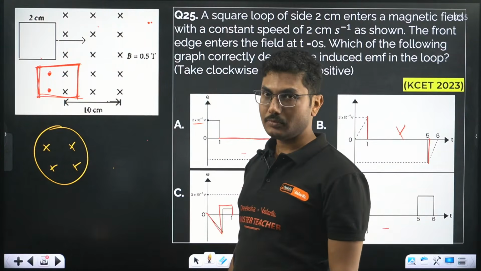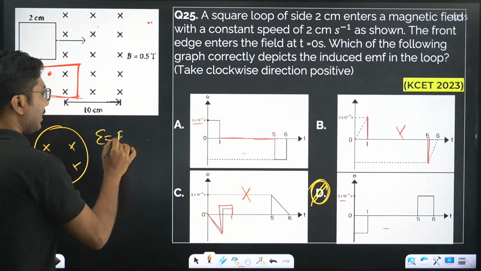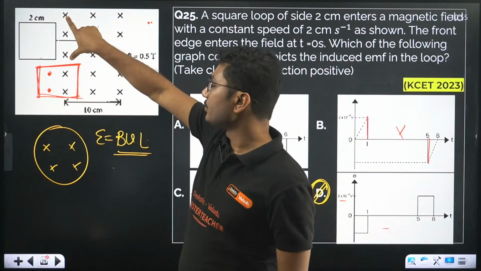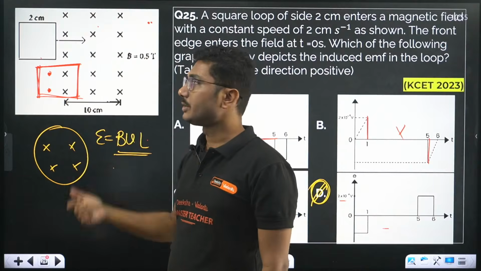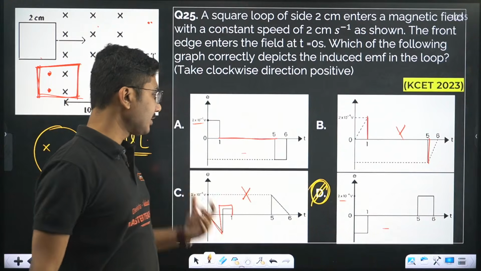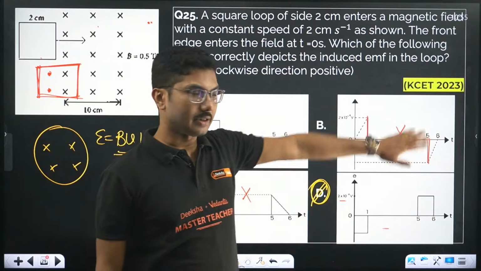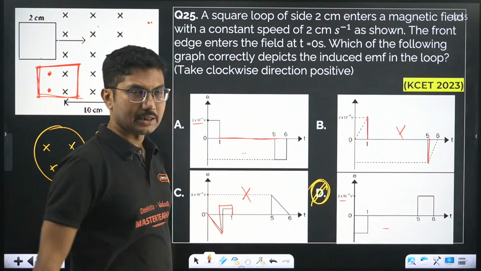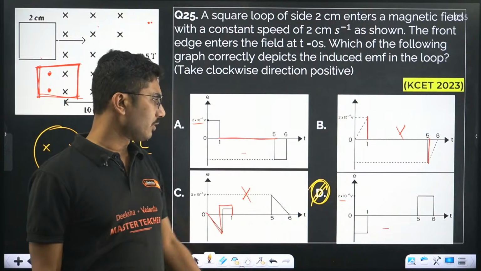So the change of the lines passing through the loop will be constant because of the constant velocity. In fact, we know that induced EMF is given by B V L, right? Now L is the length of this wire, L is constant, V is constant, B is constant. So induced EMF will also be constant. It will not change with time. Because it is not changing with time, we can eliminate this one and this one. This one is changing with time in a straight line pattern, decreasing here, increasing here. This one is a random graph. So this has no meaning, so you can ignore these two graphs.